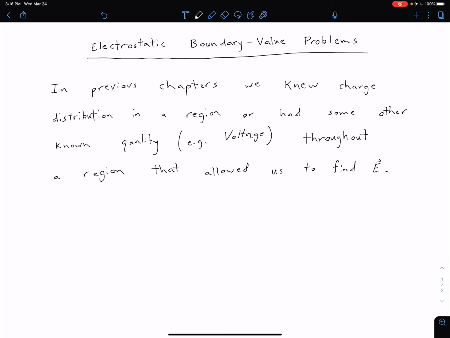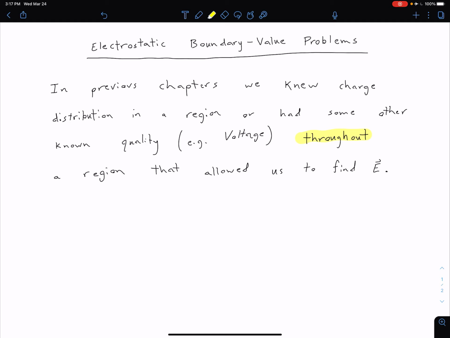In this unit, we're going to be talking about something called electrostatic boundary value problems. In previous chapters, what we've done is we've known the charge distribution in some region. So maybe we knew we had so many point charges at certain locations, or maybe we had some other known quantity, for example, a voltage that we knew throughout an entire region.